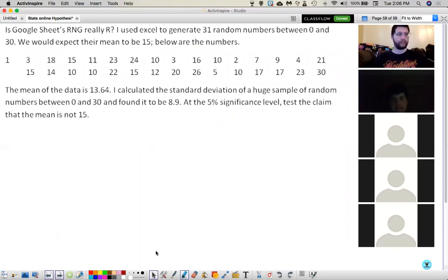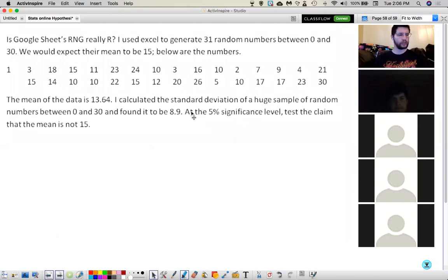So this one I made up with some Google Sheets fun. Is Google Sheets RNG really random? So is Google Sheets random number generator really random? I generated 31 random numbers, 31 because I wanted to be greater than 30, because that's one of the requirements, between 0 and 30. We would expect their mean to be 15. If you add up all the numbers between 0 and 30 and divide by 31, you get 15. Below are those numbers. Again, I just did a random number generator and that's what popped out.